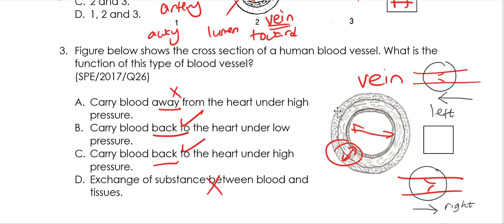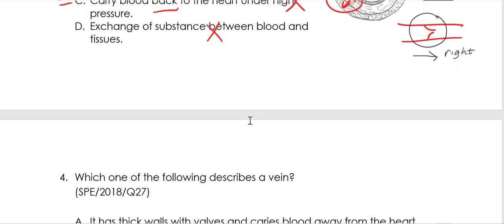Yes, the blood vessel. Okay, so our options are B and C, but which one is this? Carrying blood towards the heart, yes, under low pressure, yes. Carry blood back to the heart under high pressure, no, it's very low because of the surface area. So the answer is B.